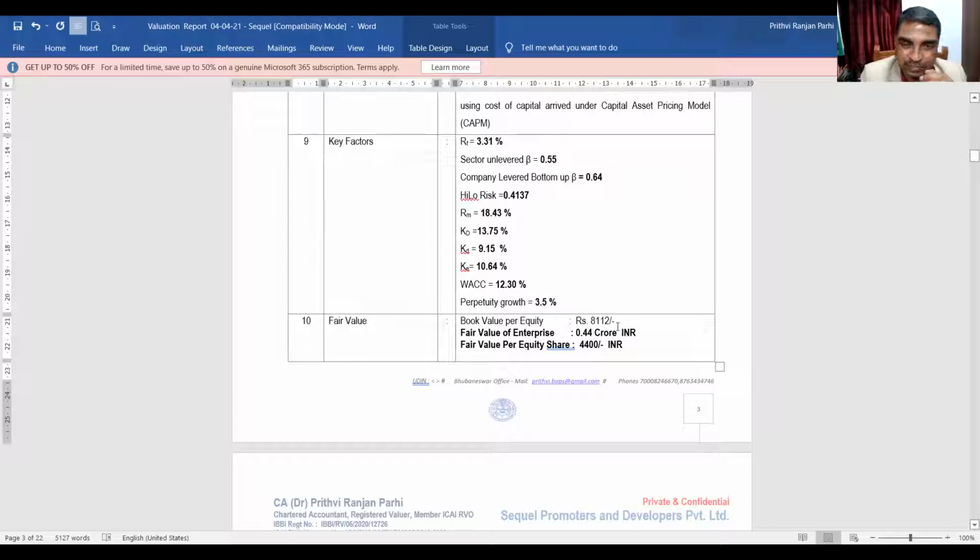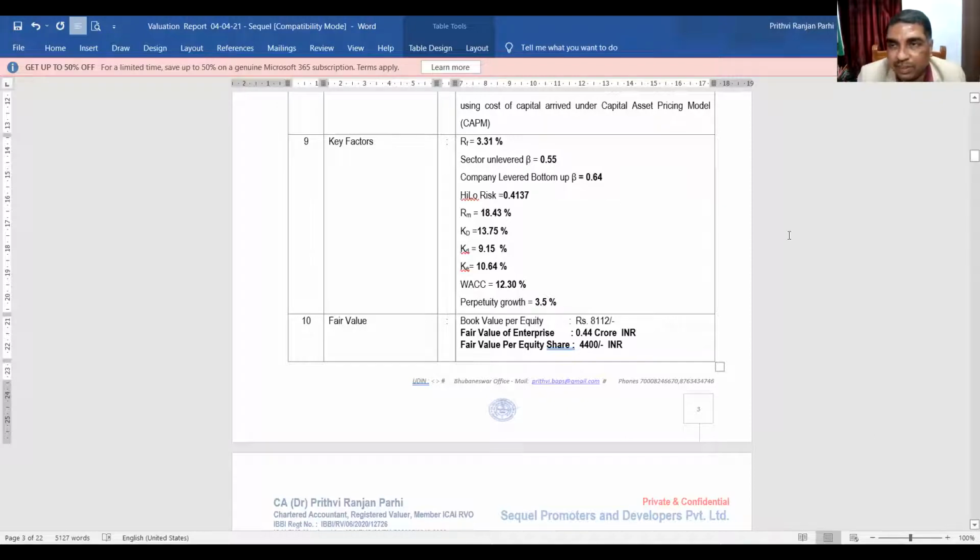1182. Okay, enterprise value, we did not use it. We'll be doing our own calculation. And what is the fair value of equity per share? 4,400. Will you please note down these two figures? 1182 is the book value and fair value is 4,400. Okay, friends, are you getting it? Have you noted? Yes, sir.